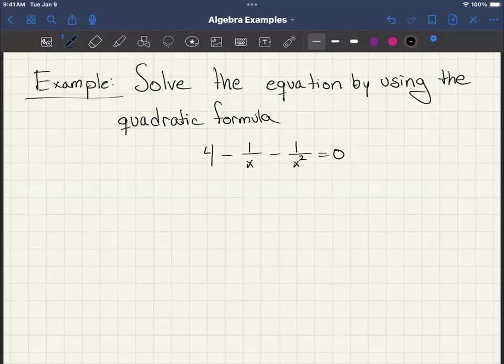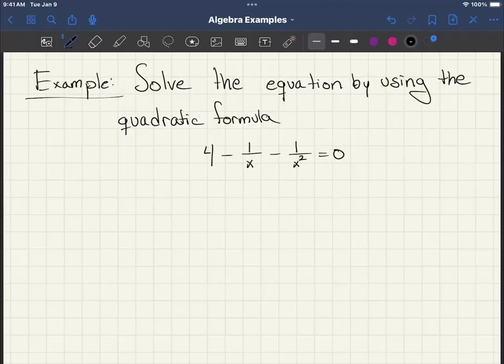All right, our question for today is asking us to solve the equation by using the quadratic formula. In this equation, we have 4 minus 1 over x minus 1 over x squared is equal to 0, and it looks ugly. All of a sudden, we've got x's in the denominator of a fraction, and we're used to not having to deal with many fractions when we have quadratic equations. So let's get this to look more normal and more natural, and then we will put the quadratic formula to use.